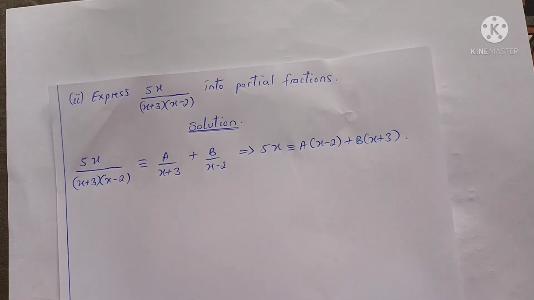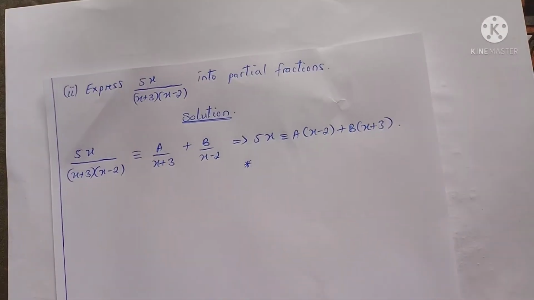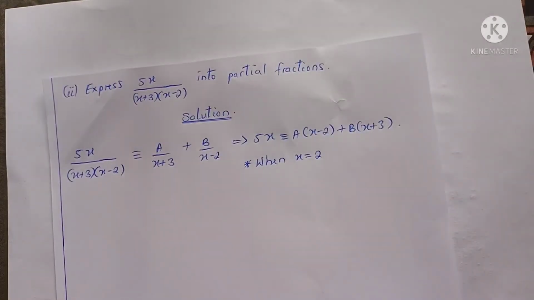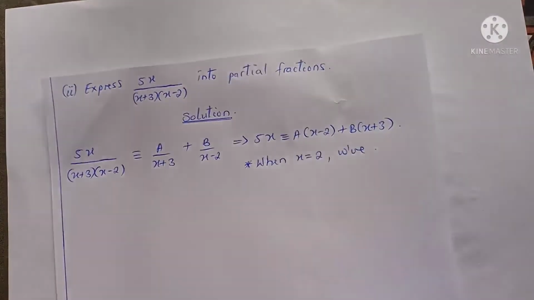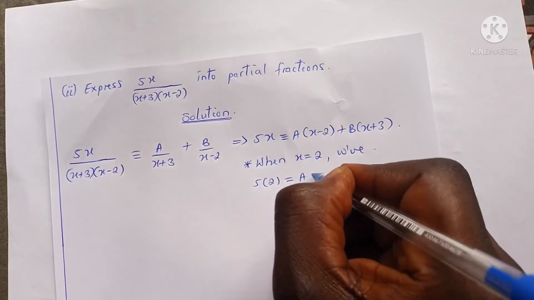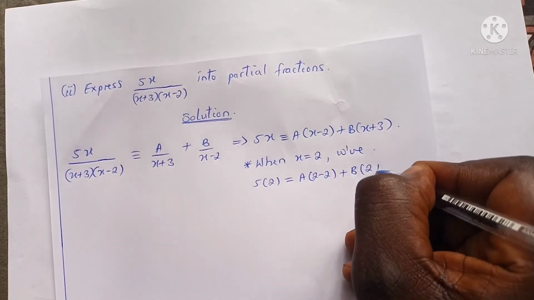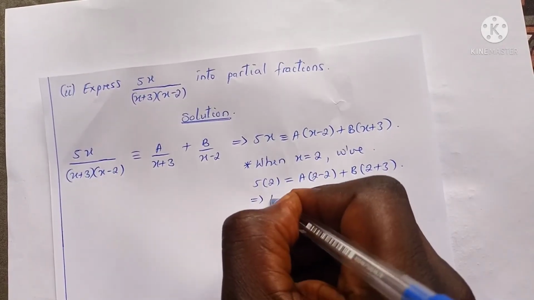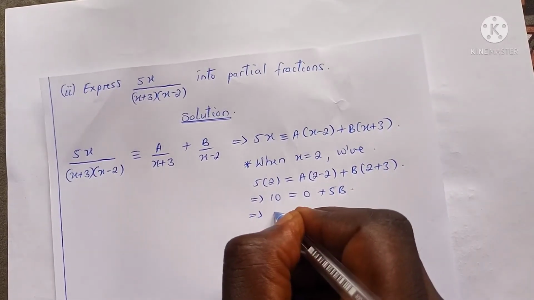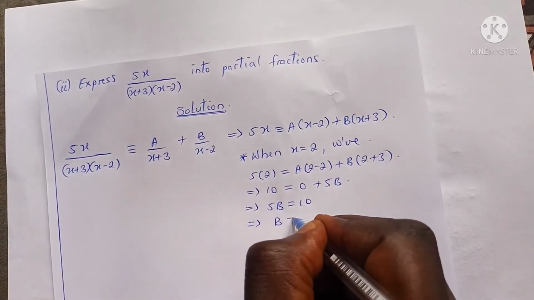Now we need to find the values of a and b. And to do so, we need to substitute suitable values for x. So I'll start with 2. When x is 2, we have 5 into 2, which is equal to a into 2 minus 2 plus b into 2 plus 3. So this implies that 10 is equal to 0 plus 5b. So we are saying that 5b is equal to 10. And if you divide both sides by 5, we are going to have b equal to 2.